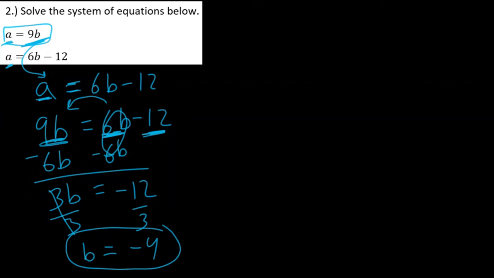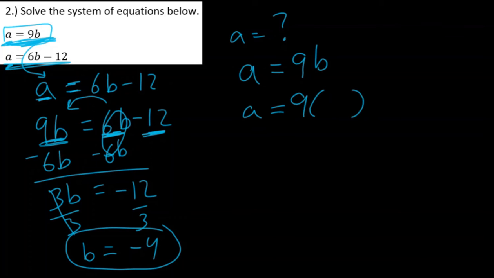Okay, now we know our b term, however, we still don't know what our a term is. And the cool thing about this is you can choose either one of these equations. It doesn't matter. So my advice to you would be to always pick the simpler equation. Let's write a equals 9b. And notice, when I write this, I can write a equals 9 parentheses because we know what b is, and b is negative 4. So, ask yourself, what is 9 times negative 4? And of course, that will be negative 36.